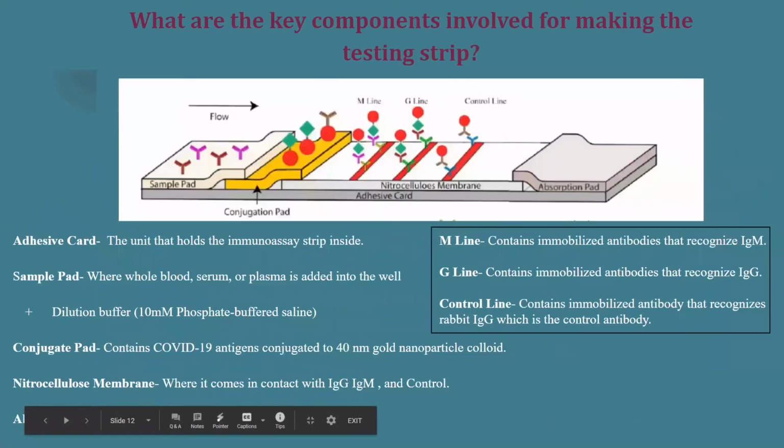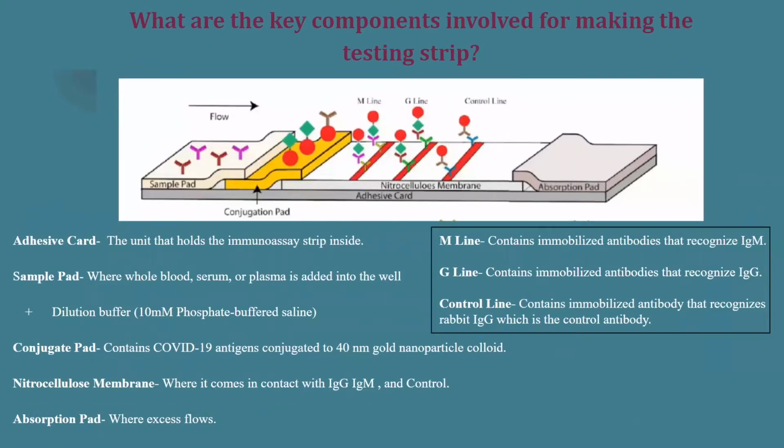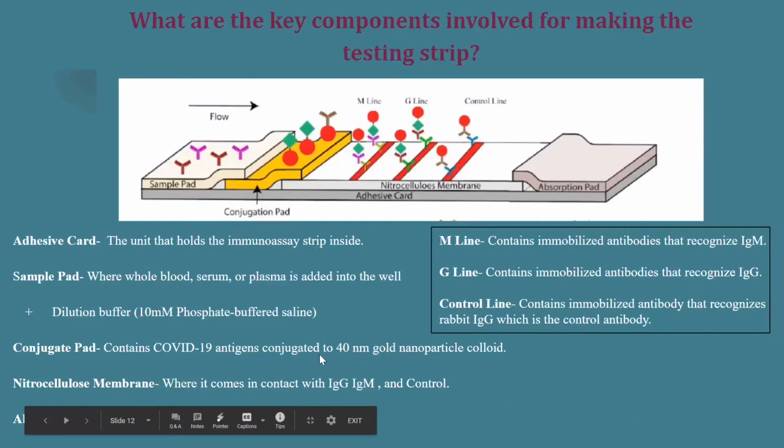Next, we want to know the key components involved in making the testing strips. As we see in the picture above, the testing strip contains the adhesive card and the sample pad on the left with a conjugation pad following. Next is the nitrocellulose membrane with 3 lines. Those 3 lines are IgM, IgG, and a control line. Finally, we have the absorption pad that collects all the excess flow, and that will be explained later in the presentation.